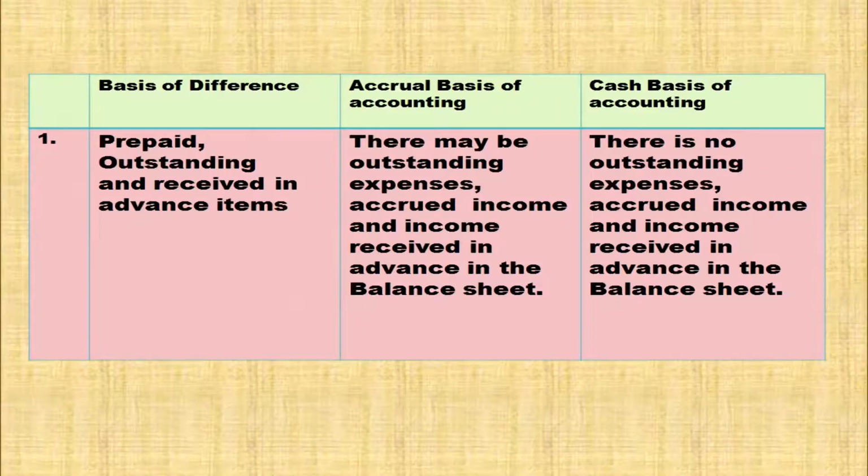Let us have a look at the difference between accrual basis of accounting and cash basis of accounting. When we are considering the prepaid expenses or outstanding items or income received in advance, in accrual basis of accounting they are considered for accounting purpose and shown in the balance sheet. In cash basis of accounting, outstanding expenses, accrued income, income received in advance, etc. are not considered.